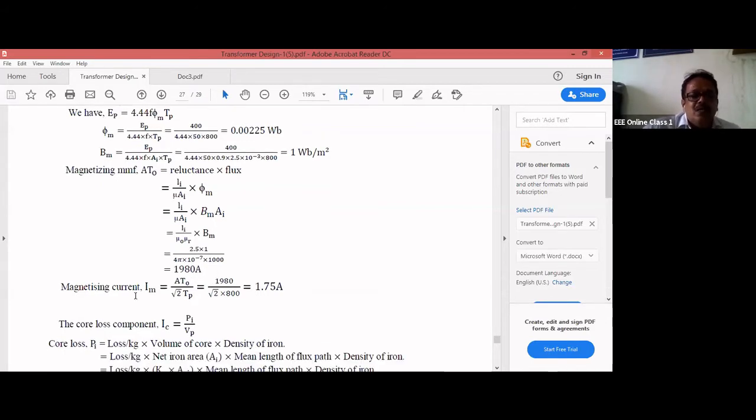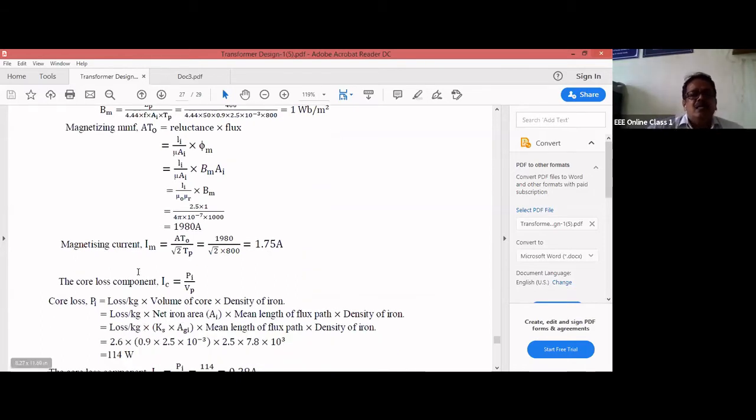1980 amperes. So the formula, magnetizing current Im is equal to what now? AT naught divided by root 2 into TP. So 1980 by root 2 into, what's the primary turns? 800. What you got here? 1.75 amperes. So this is regarding the magnetizing component.